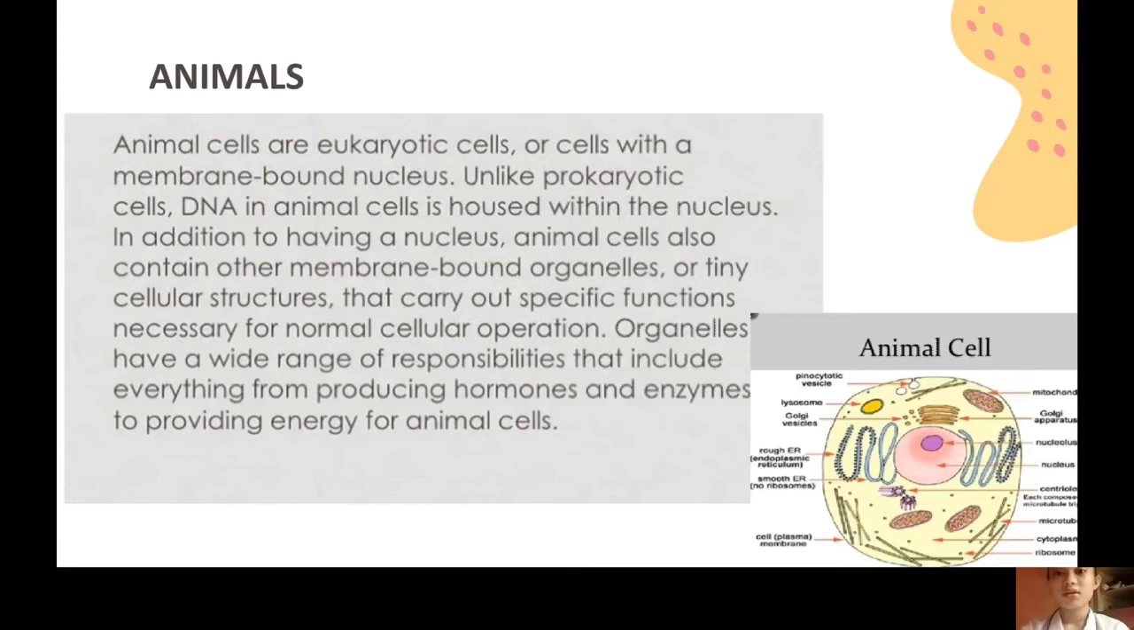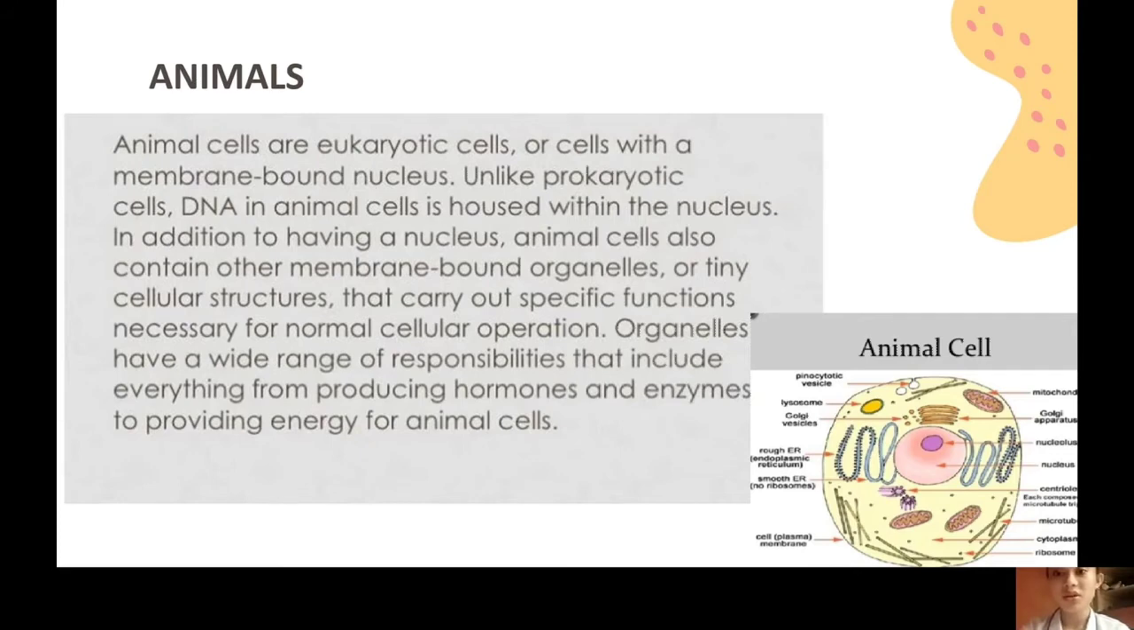Okay, so the animals. The animal cells are eukaryotic cells, or cells with a membrane-bound nucleus, unlike the prokaryotic cells. The DNA in animal cells is housed within the nucleus. It means that animals are part of the eukaryotes because they have a nucleus, compared to prokaryotes, which have no visible nucleus. And next, in addition to having a nucleus, animal cells also contain other membrane-bound organelles, or tiny cellular structures, that carry out specific functions necessary for normal cellular operation.